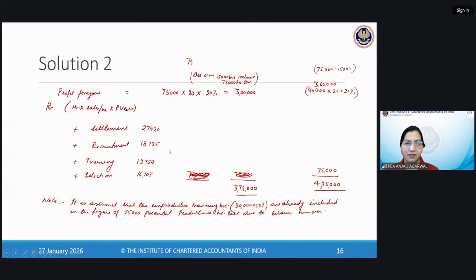Because I just did the total of all these four figures and wrote it down as a cumulative 75,000, this 75,000 and this 75,000 are not related at all. This 75,000 is hours lost. And this 75,000 is the extra cost on settlement, recruitment, training, and selection, which has been paid out of pocket. This is only an opportunity cost, which we could have generated.